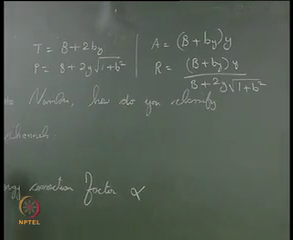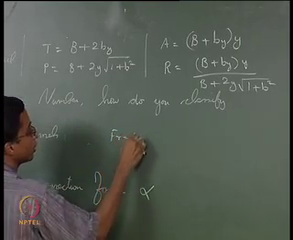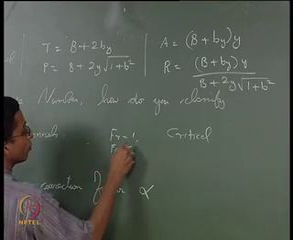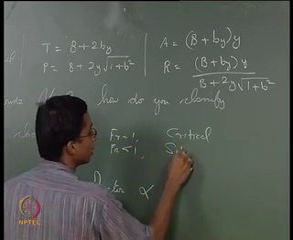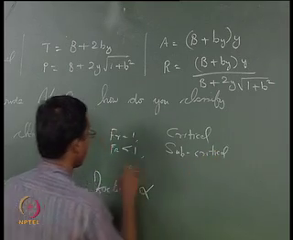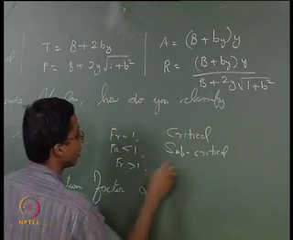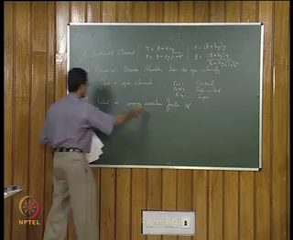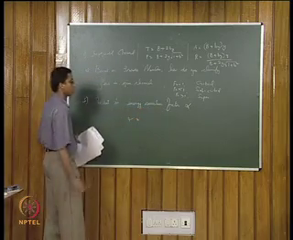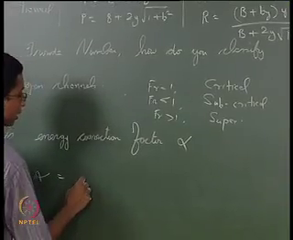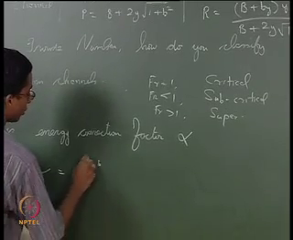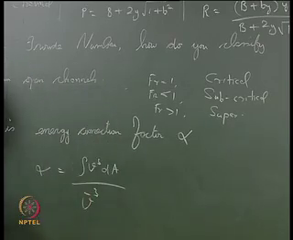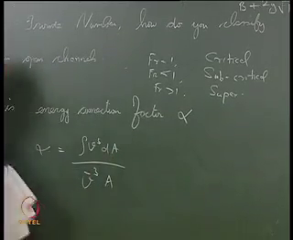The second question, the solution is for Froude number equal to 1, the flow is given as critical flow. For Froude number less than 1, the flow is subcritical, and for Froude number greater than 1, it is supercritical. Next question, your energy correction factor alpha is given as integral of V cube dA by the cube of the average velocity into A.